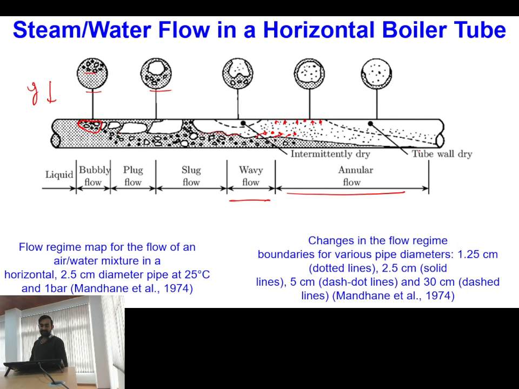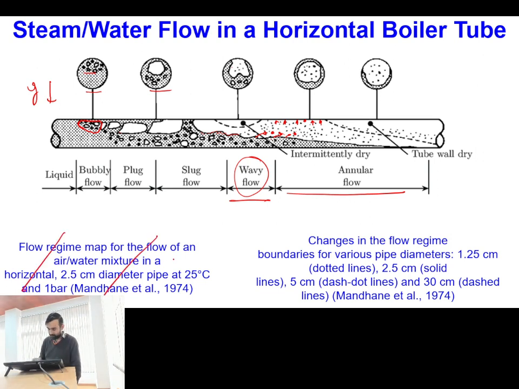So it means that in the case of a horizontal pipe, the flow regimes are almost the same with the addition of this new wavy flow regime, and apart from that, we find that the distribution of the phases is not symmetric. So this is asymmetric over here. Okay. I think these are wrongly quoted over here.